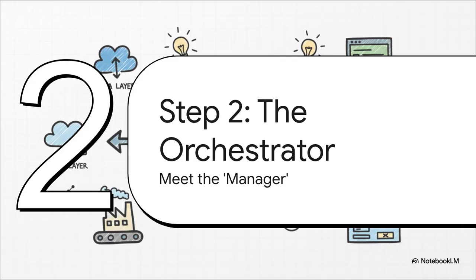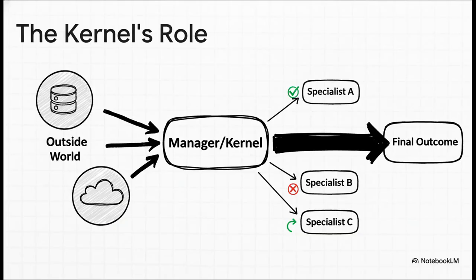Okay, with our boundary set up, let's meet the manager. This is the kernel, and its job is basically to run the whole show. So think of the kernel as the orchestrator, right? It's the one in charge. It handles all the messy stuff, talking to databases, making API calls, and coordinates the entire process. But here's the thing, it doesn't make business decisions itself. Nope, it delegates those out to its specialists. After it gets all their feedback, its final job is to combine everything into one single coherent outcome.